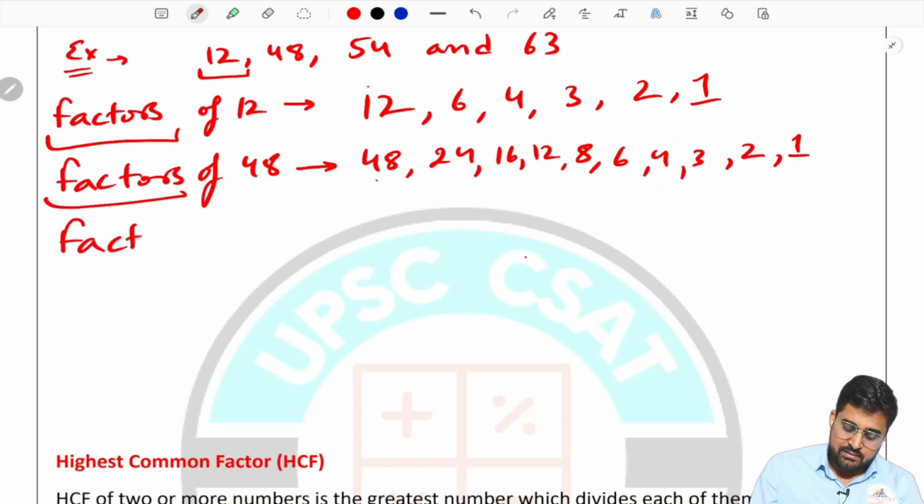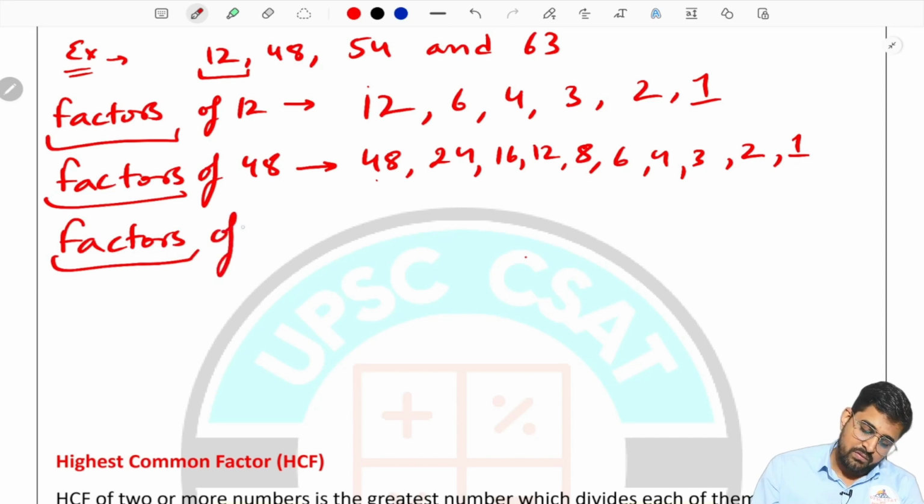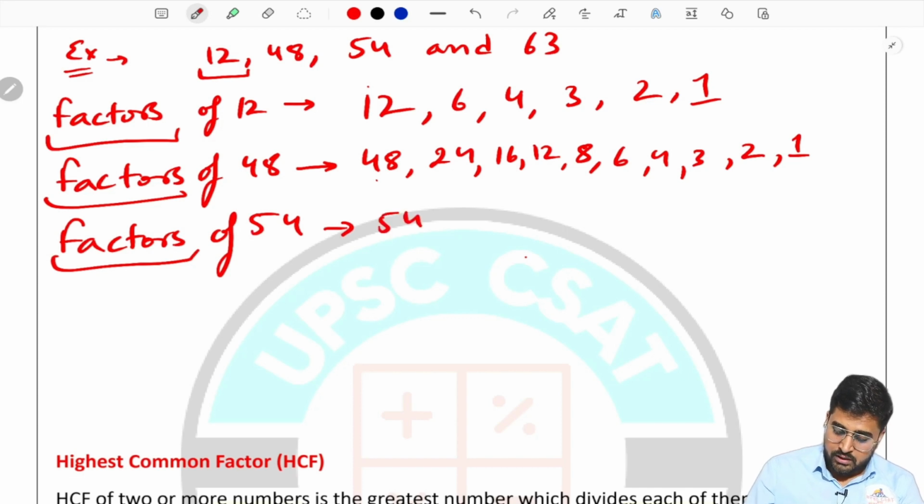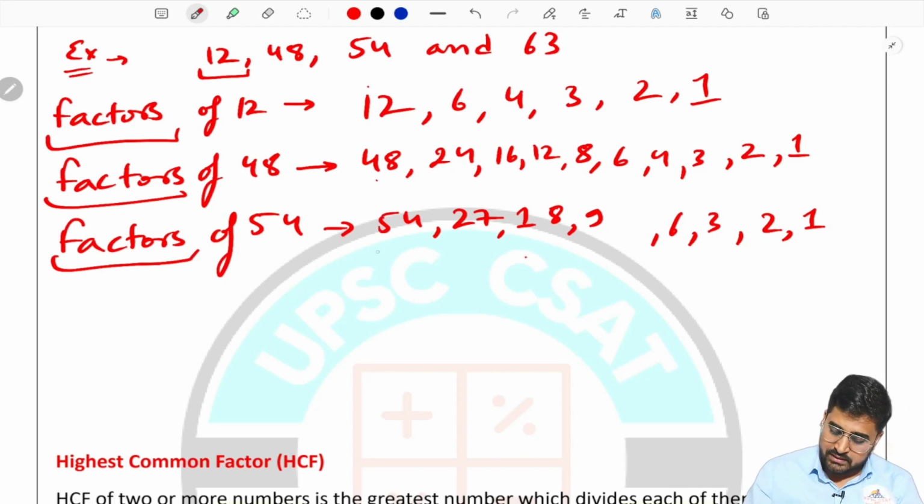Now let's again attempt 54. For 54, 54 into 1. Now if we put 2 here, then what do we have? 27. Now if we put 3 here, what do we have? 3 into 18 is 54. Now if we put 4 here, no, 4 is not compatible. 6? Yes, 6 into 9. Or if we put 7 here, is that there? No. Any other? No. So these are the factors.